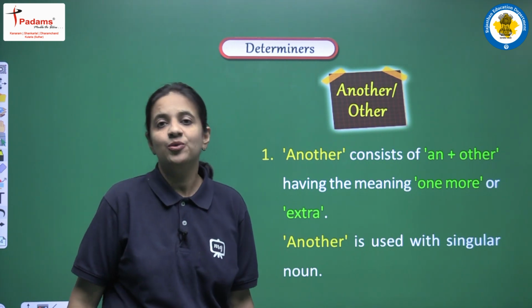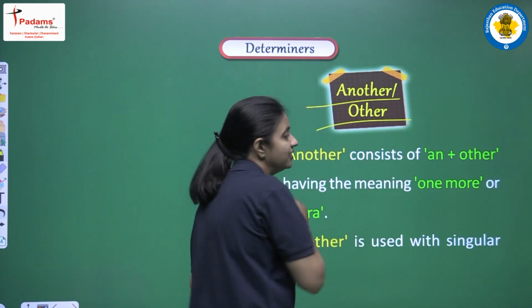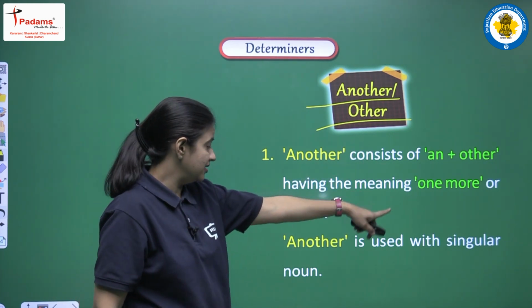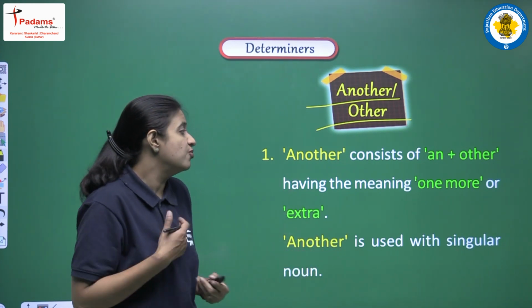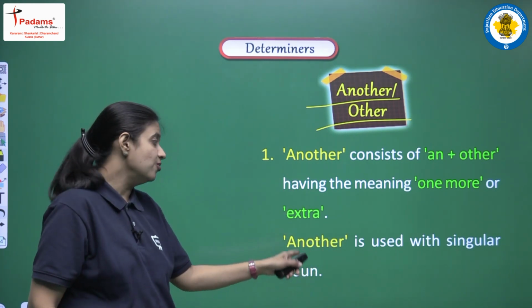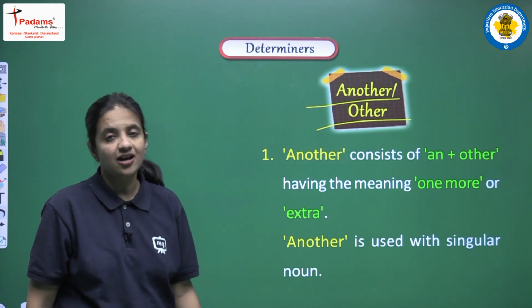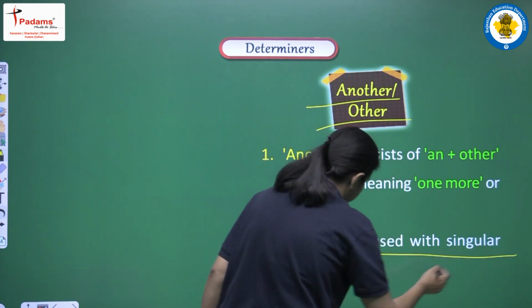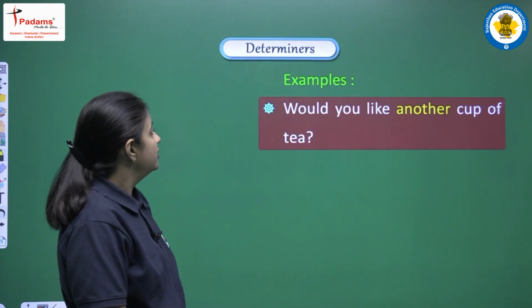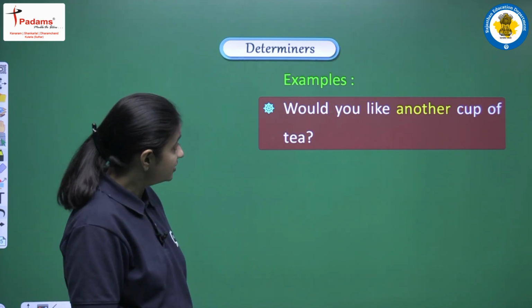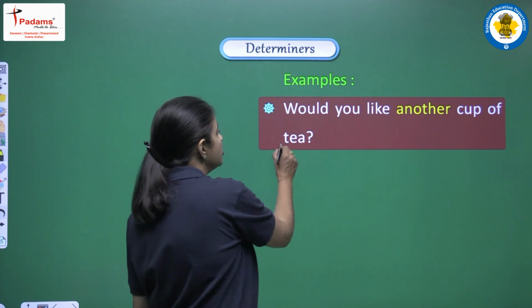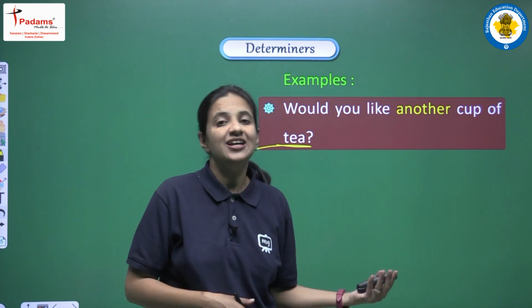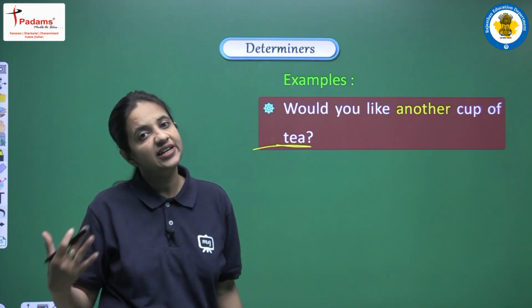Next, we have one more pair: another and other. So let's try to understand. Another consists of an plus other, and it has the meaning of one more, or extra. How? Another is used with a singular noun. This is something very important. When we are using another, it is always used with a singular noun. Let's see the example. Would you like another cup of tea? So here we have a singular noun: another cup. We are not saying another cups, okay? So after another we have to write a singular noun.